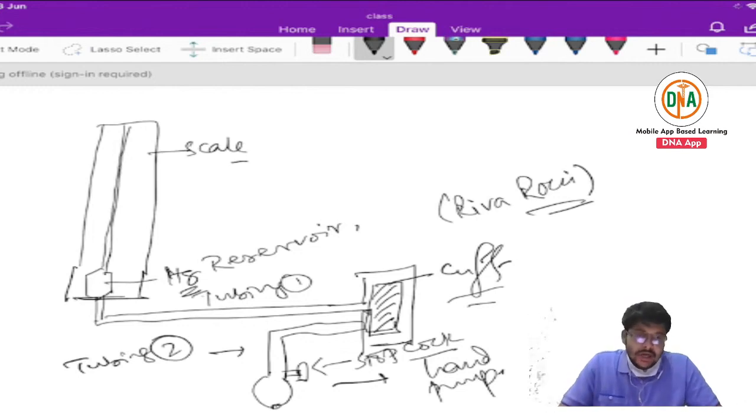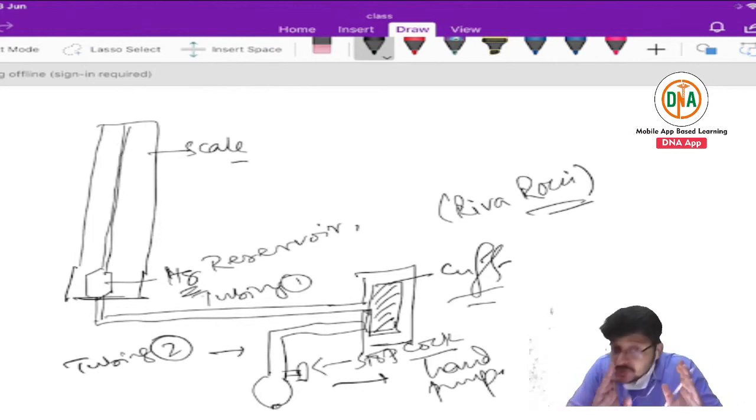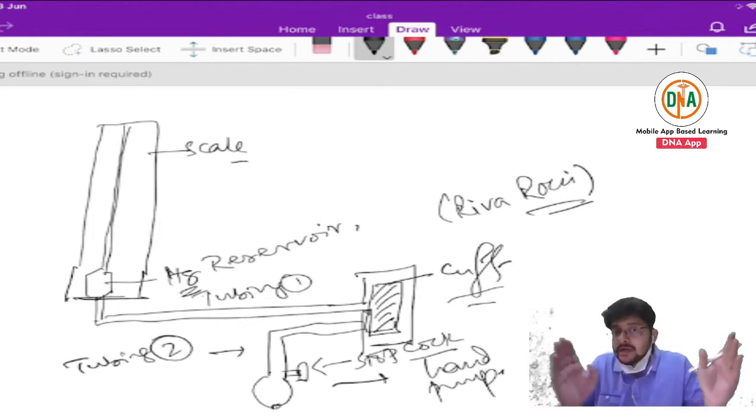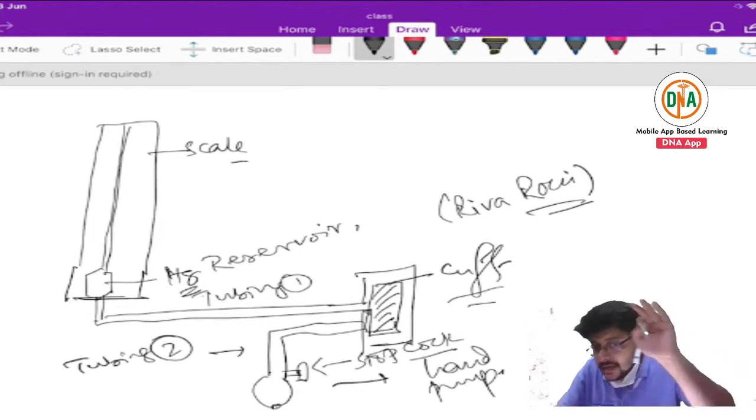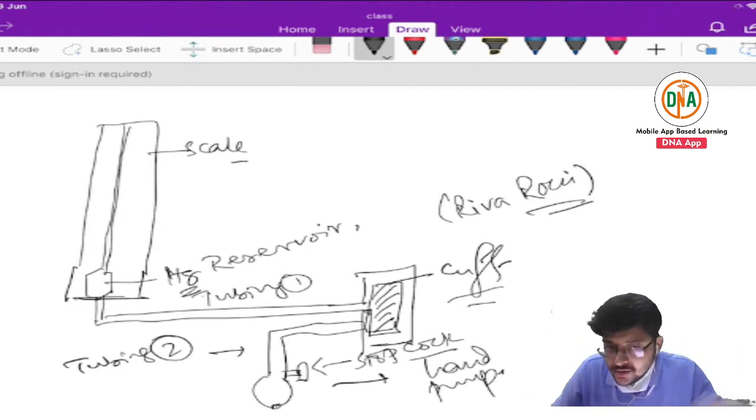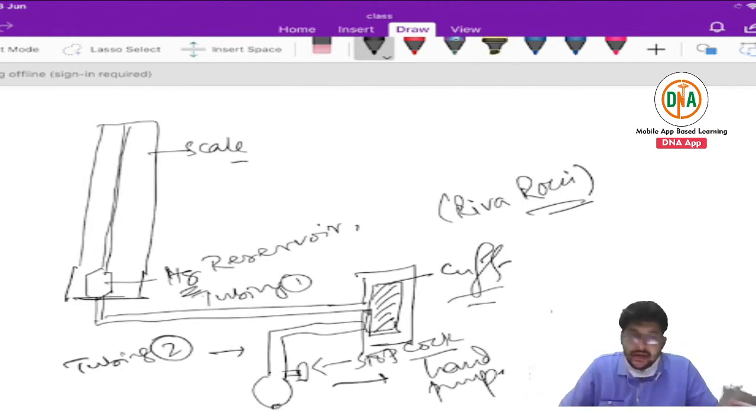Which arm mostly? We start with the left arm, but remember, all the time in your clinical practice, try to measure blood pressure on both arms to give you the comparison and to see whether there is a lot of variation between them, because that will point to certain diseases like coarctation of the aorta or severe atherosclerosis present on a particular side.